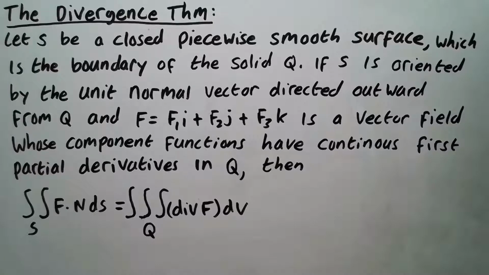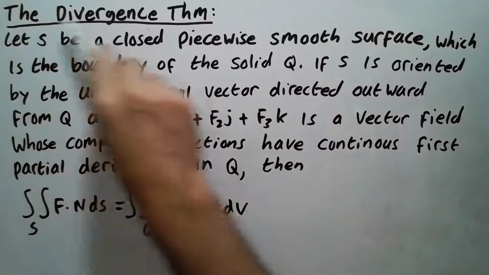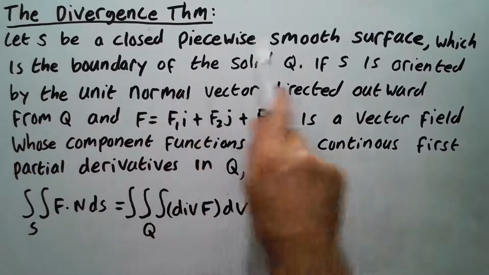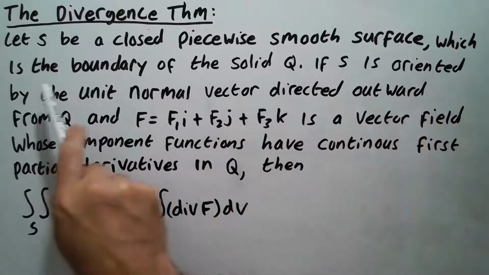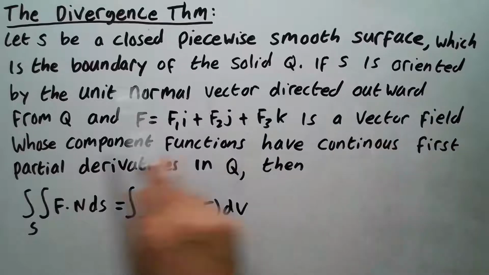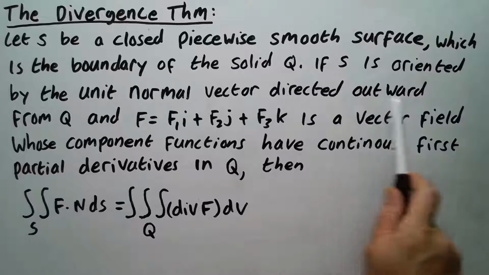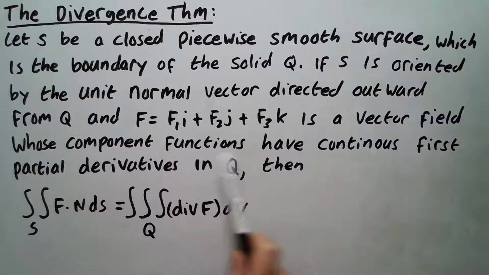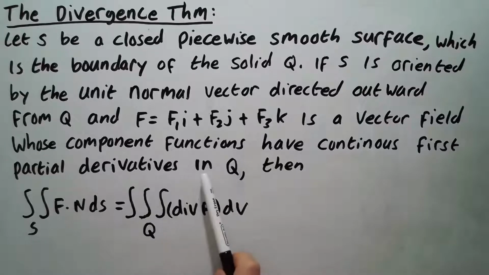Okay, so in this video we'll be going over the divergence theorem. So here's a statement, let me read it. It says let S be a closed piecewise smooth surface which is the boundary of the solid Q. If S is oriented by the unit normal vector directed outward from Q and F is a vector field whose component functions have continuous first partial derivatives in Q, then the surface integral of F over S equals the volume integral of the divergence over Q.